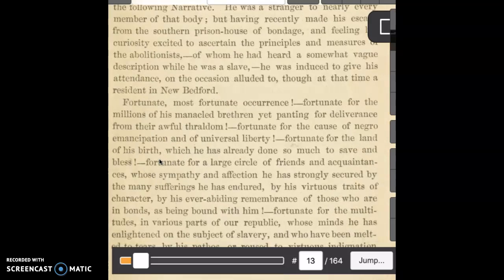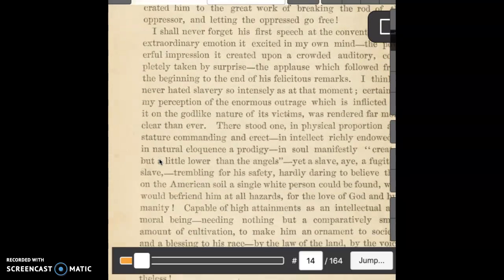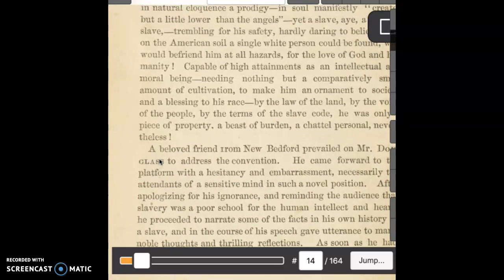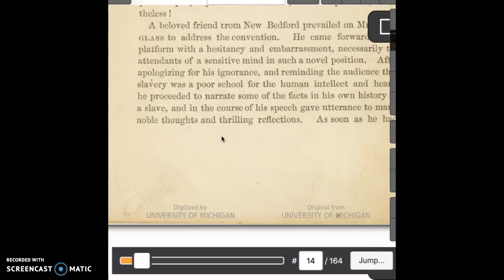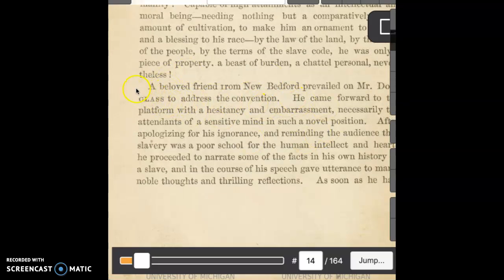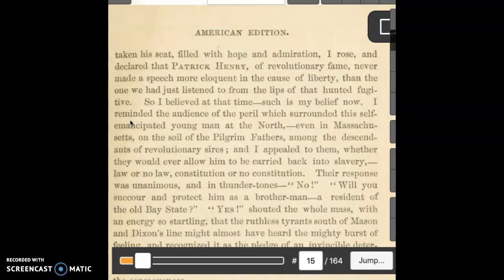So what you end up having is people testifying to the fact that this is a brilliant man, who you'll see here has a sensitive mind in a novel position. You see that he's addressed conventions. You see that the way he tells his story in his own words is very moving.